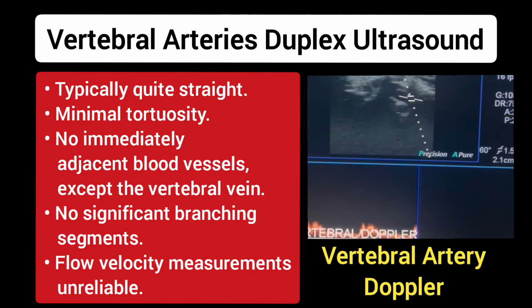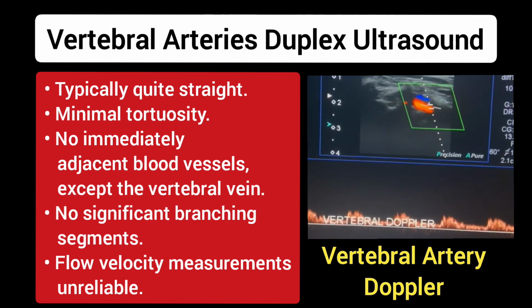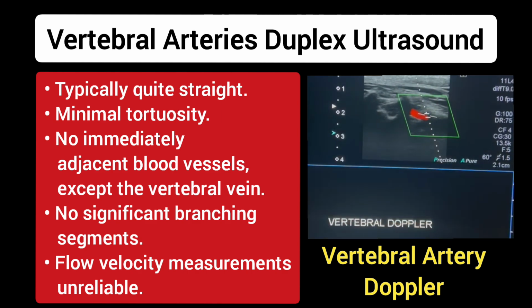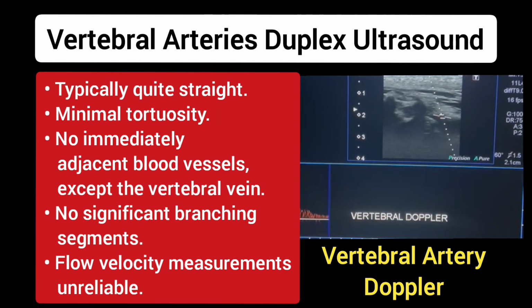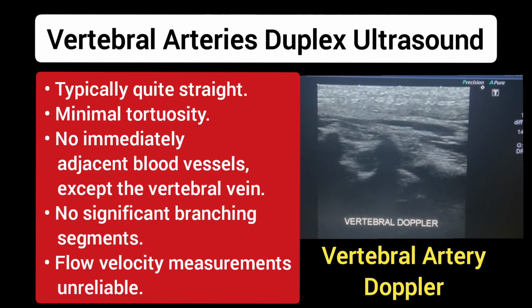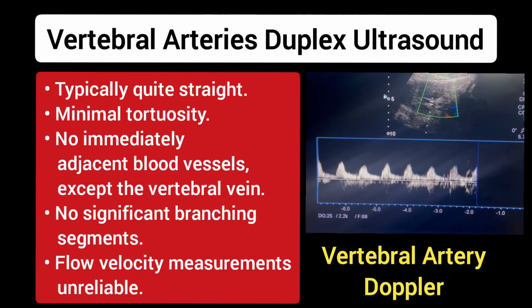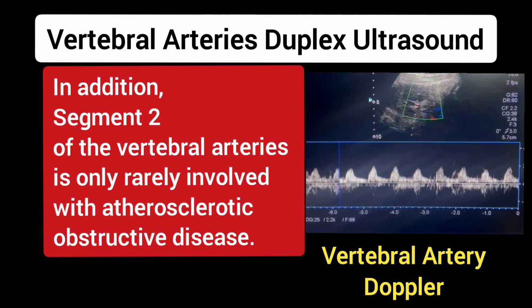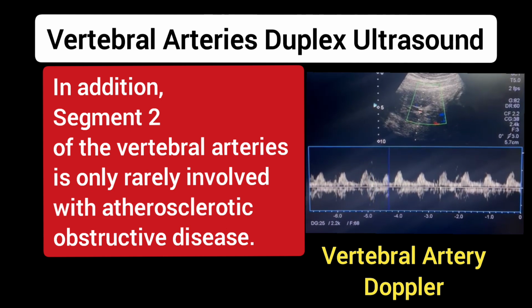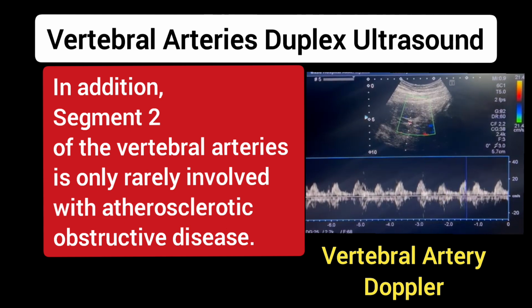axis. This segment of vessel is typically quite straight, with minimal tortuosity, does not have any significant taper or diameter changes, has no immediately adjacent blood vessels, except the vertebral vein, and has no significant branching segments that would make flow velocity measurements unreliable. In addition, segment 2 of the vertebral arteries is only rarely involved with atherosclerotic obstructive disease.